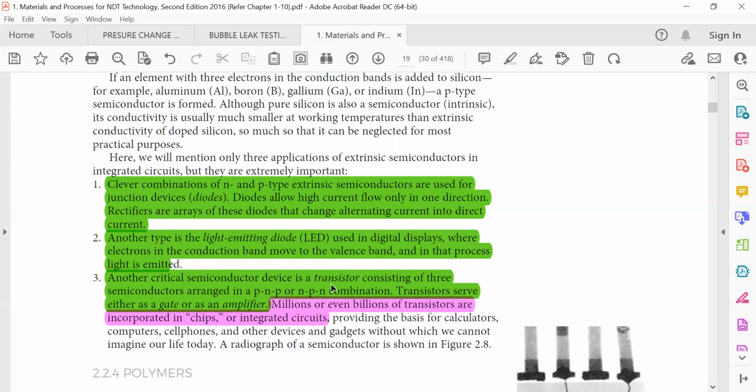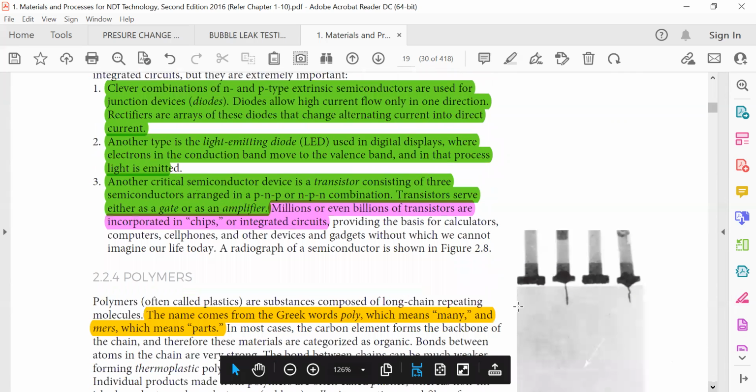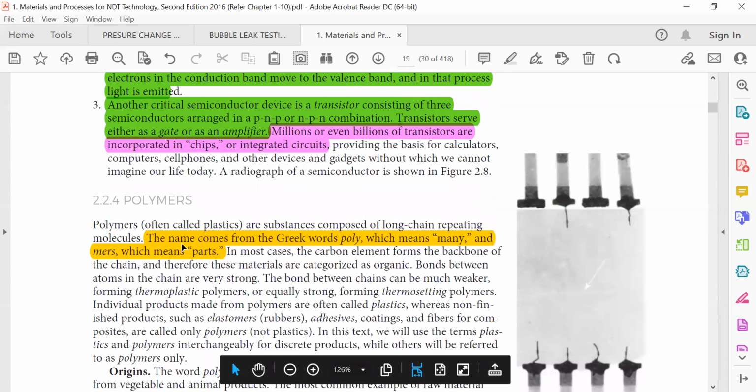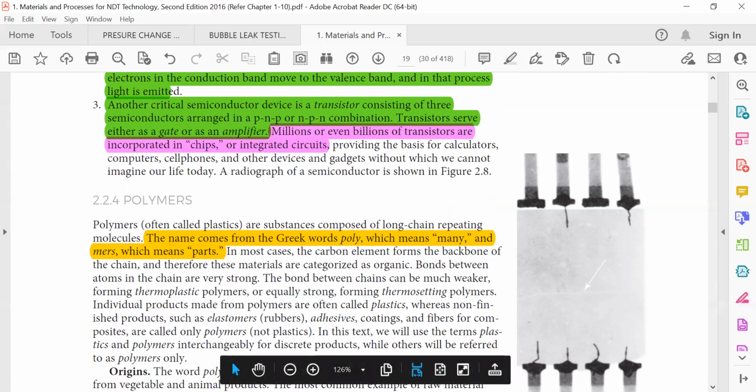Another critical semiconductor device is the transistor, consisting of 3 semiconductors arranged in a PNP or NPN combination. Transistors serve either as a gate or amplifier. Millions or even billions of transistors are incorporated in integrated circuits. The polymer's name comes from the Greek word poly, which means many, and mers, which means parts.